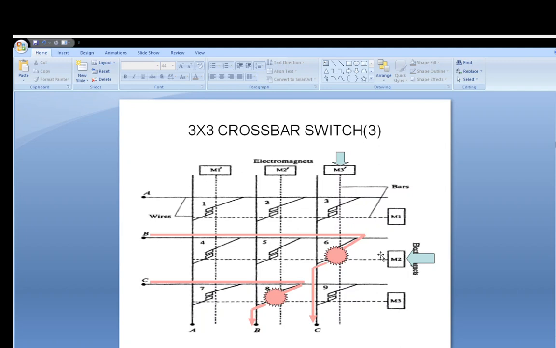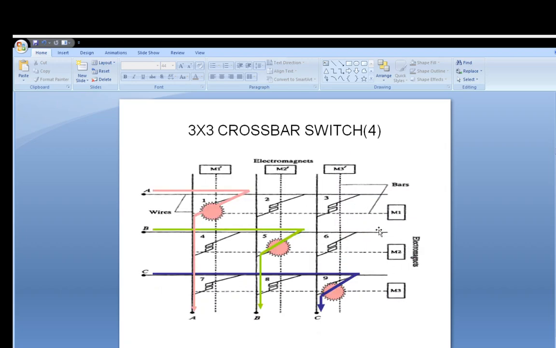We can also see there are 3 into 3, that is 9, switching points in this crossbar switching system, but only 2 or 3 subscribers will communicate at a time. That means more than 50% of the switching points will be redundant in the communication system. So this was the first drawback that was seen.